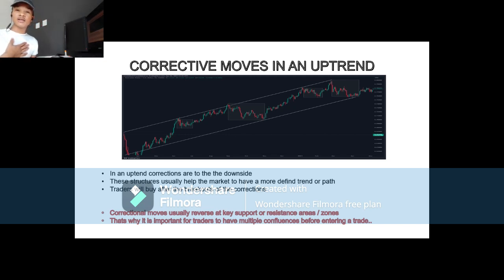It is very important for traders to have multiple confluences, meaning more candlestick patterns, support and resistance, reversal patterns, continuation patterns, all the price structure. It is important for a trader to possess. Right? Let's jump to the next slide.